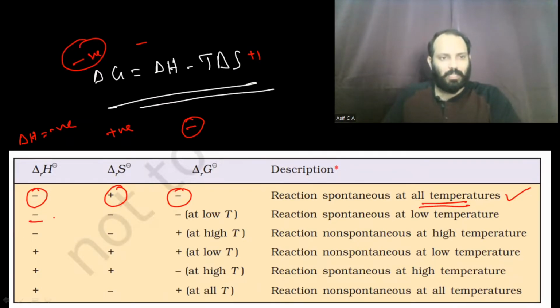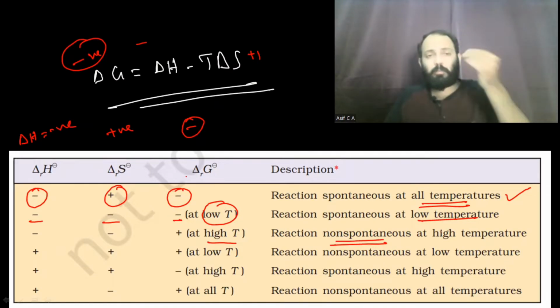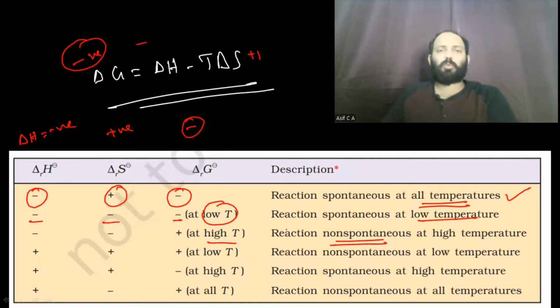When delta H is negative and delta S is negative, delta G will be negative when the temperature is low. Low temperature இருந்துச்சுன்னா reaction is spontaneous. So delta H negative, delta S negative இருக்கும்போது reaction எப்போ spontaneous இருக்கும், low temperature spontaneous இருக்கும். இல்ல high temperature ஆயிட்டேன்னா என்ன ஆகும், high temperature reaction non spontaneous இருக்கும். So delta H delta S negative இருந்தாலும் temperature depend பண்ணி தான் நம்மளோட reaction spontaneous இல்லையான்னு சொல்ல முடியும். Temperature less இருந்துச்சுன்னா reaction is spontaneous, temperature high இருந்துச்சுன்னா reaction is non spontaneous.